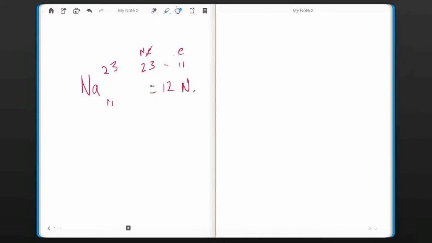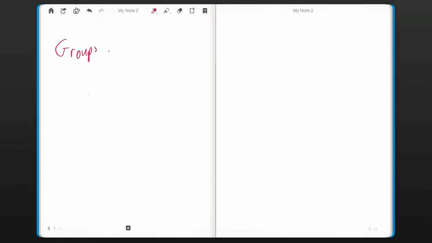Alright, so that is about the mass number, which is the top one, and the atomic number, which is the bottom one. Now, this is important because it tells you the number of electrons that should go into the shells, which also tells you how likely each thing is to form an ion or to form a covalent bond. So let's look at the groups.